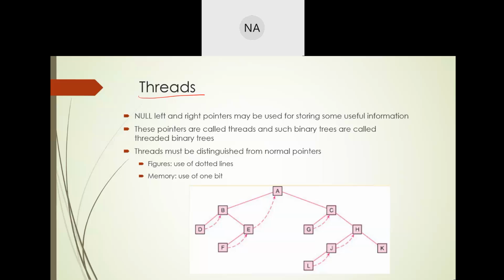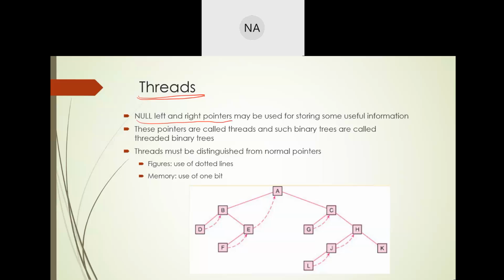In a leaf node, both the left and right subtrees are null, but in an internal node, the left or the right subtree may be null. If the internal node has both the left and right child, then no left or right child is null, right? So threads are basically used when there are null left or right pointers. For example, a node which does not have a right child will have a null right pointer.